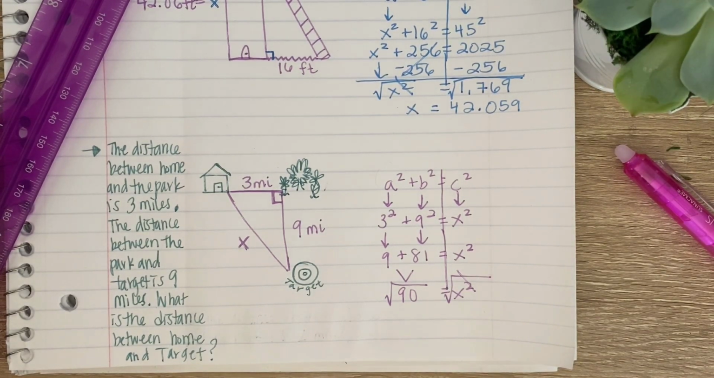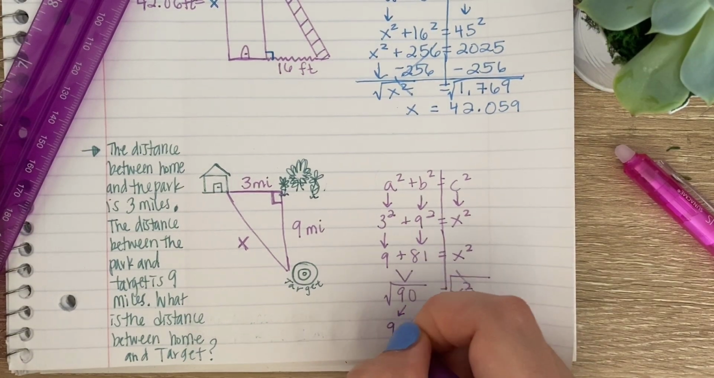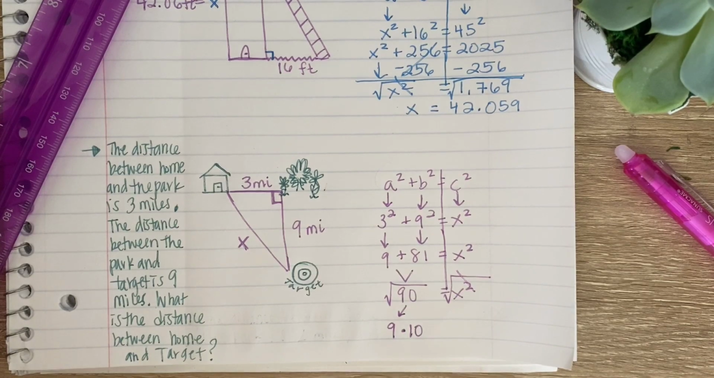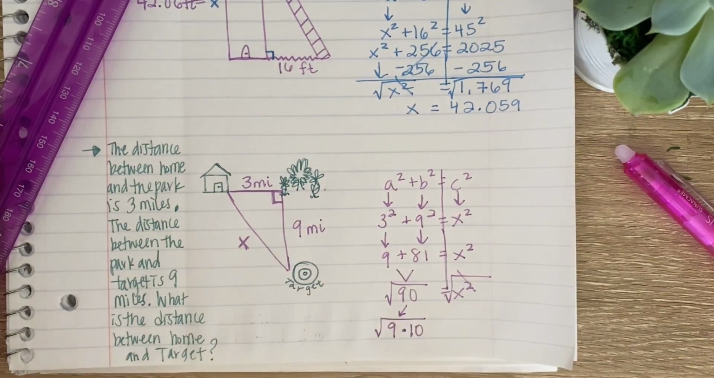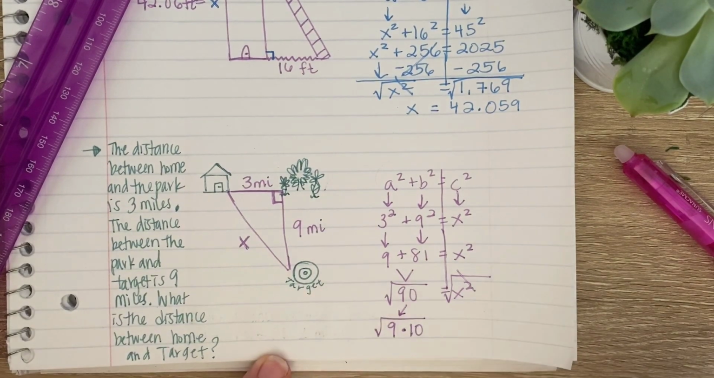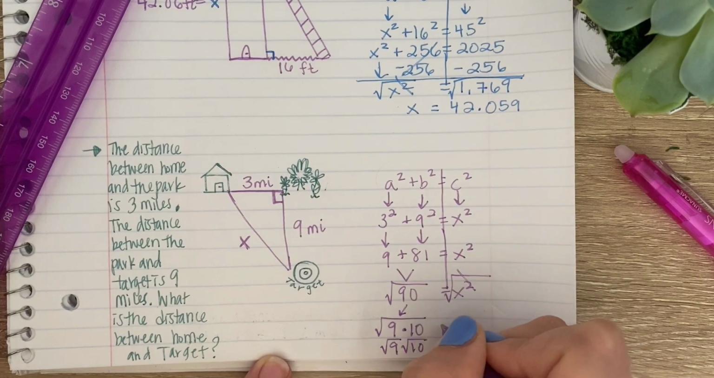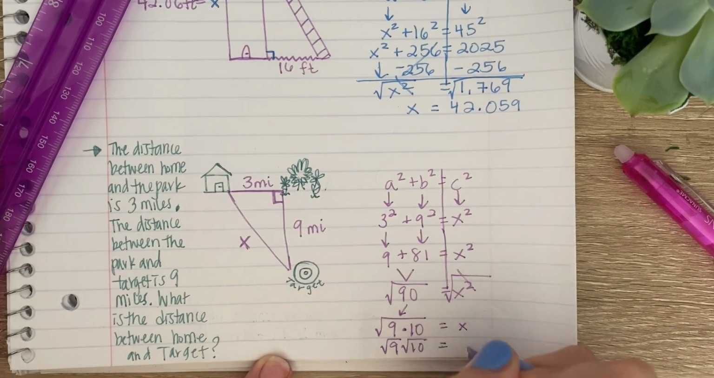So what do we have to do? Well, we need to find a factor in 90 that is a perfect square. There is a factor in 90, 9, that's a perfect square. 9 times 10 is equal to 90. So that's how we would break it up. And then I'm going to write right here, this is the square root of 9 times the square root of 10 is equal to x.